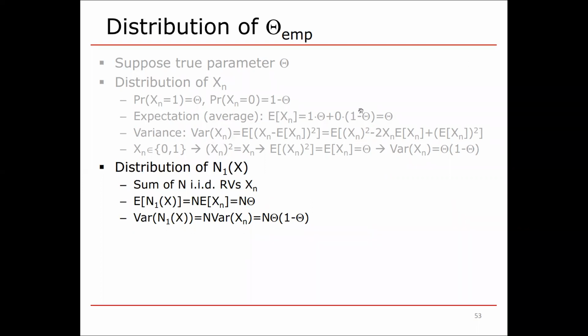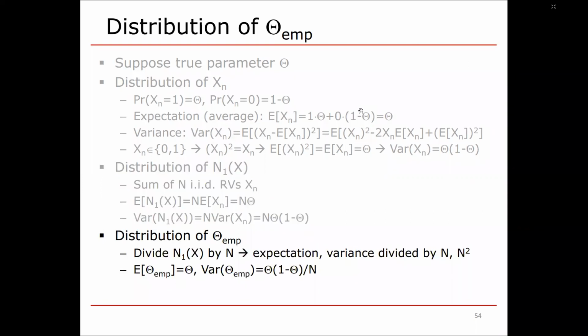So we're now set up to look at the distribution of the empirical probability. We're taking n1 of x and we divide it by n. That means that the expected value is divided by n. It'll be equal to theta. And the variance will now be divided by the square of what we divided n1 of x by. We divided it by n, we're now going to divide the variance by n square.